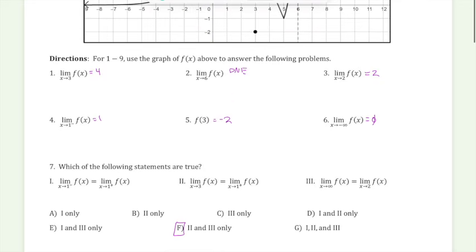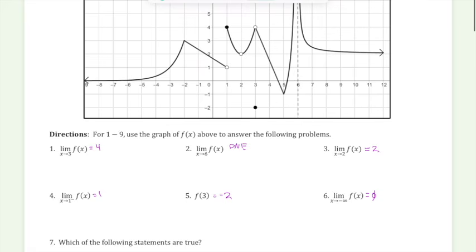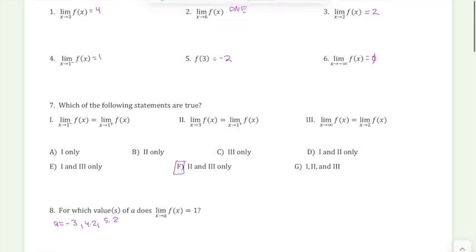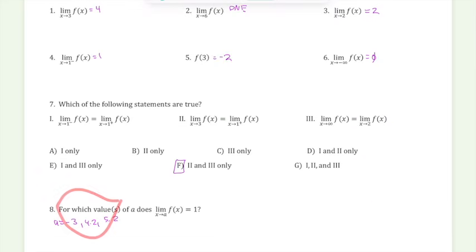Question 8, it says, for what values of a does the limit of f of x equal 1? So you just got to kind of draw a line along 1. And it looks like we have a value here at negative 3 that works. And then we have these two values, and we just kind of guesstimate where they're at. This looks like at 4.2 and 5.2. So that's why we have those 3 answers.